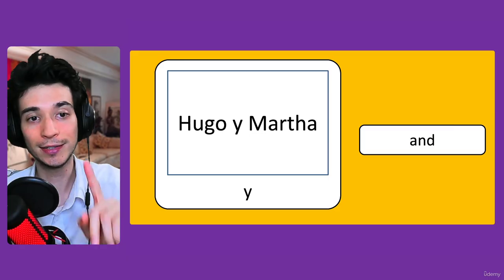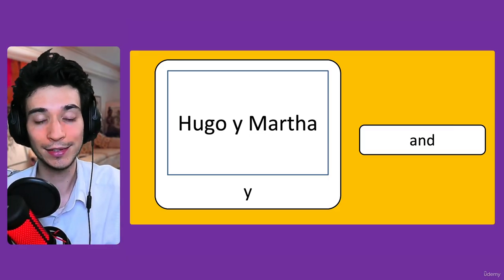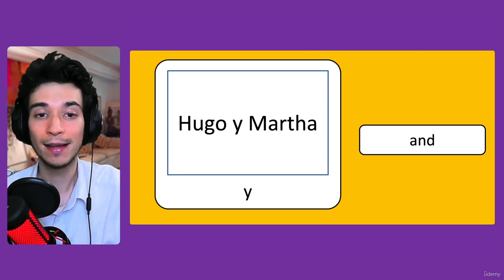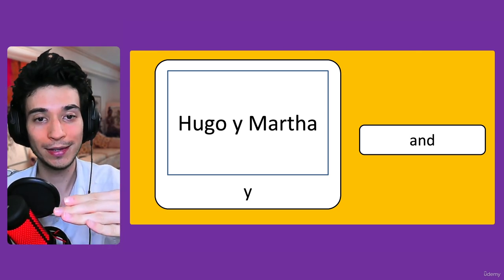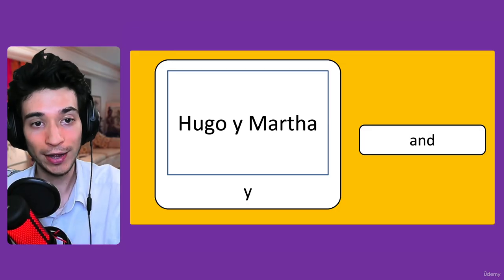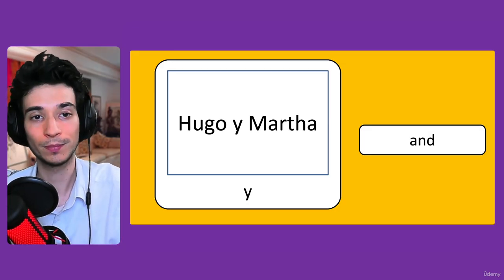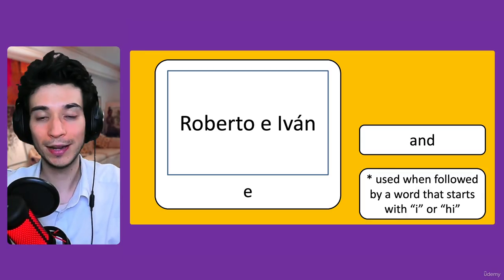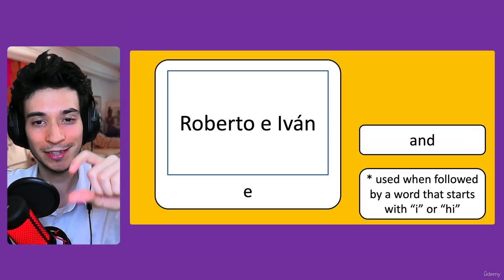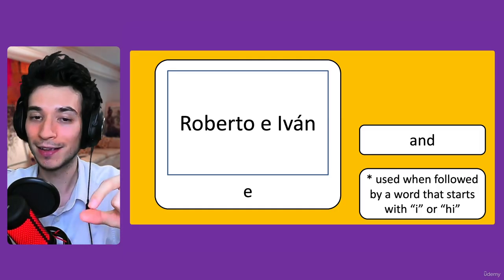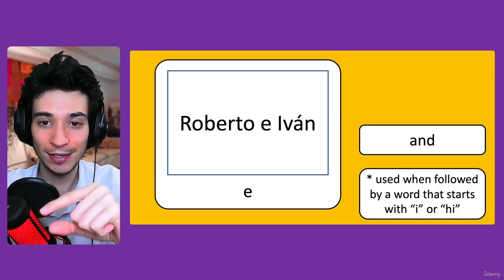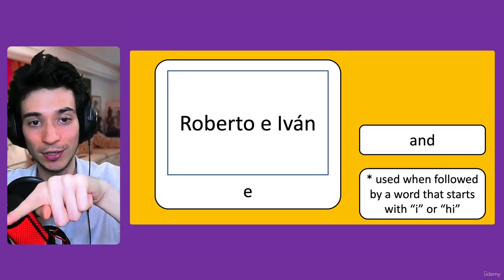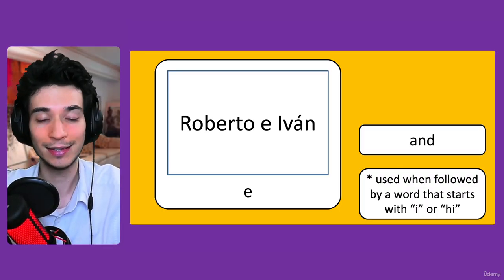And something similar is also used with "and". So the word for "and" is y. And, y. For example, Hugo y Marta. Hugo and Martha. Hugo y Marta. And y changes to e whenever it's followed by a word that starts with the same i sound. So the same i or hi, because the h is basically silent, so it skips to the next letter, which is i.